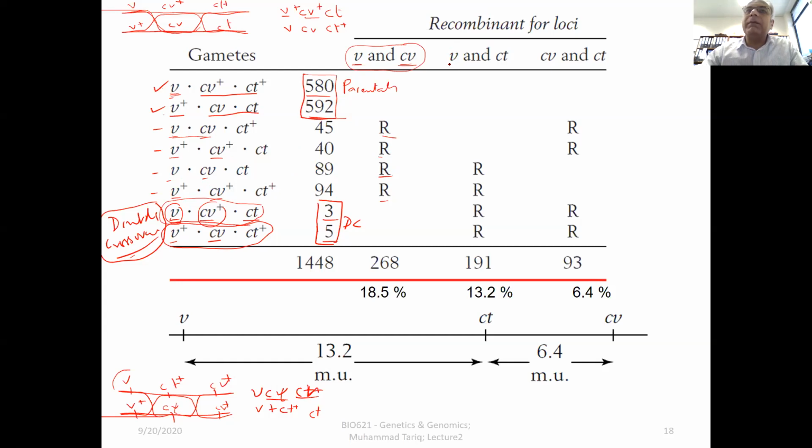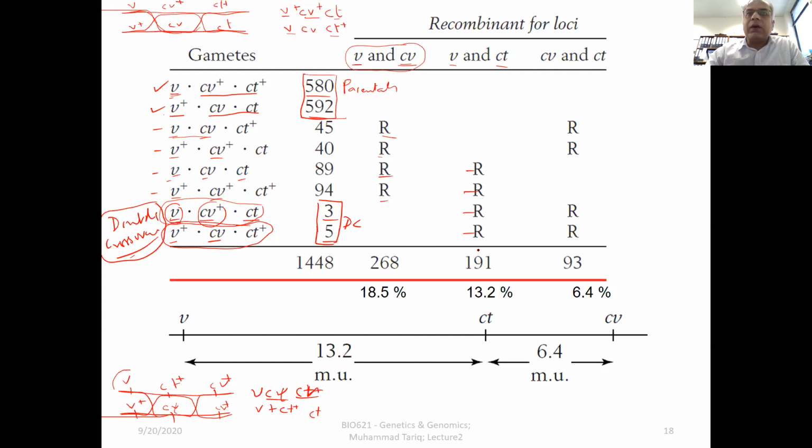Now you look at vermilion and cut. Now it means you forget about the cross-veinless. Vermilion and cut were also in trans. They were never wild type together. Vermilion was wild type, cut was mutant. Vermilion was mutant, cut was wild type. So you look at vermilion and cut. So this is a recombinant class. Vermilion and cut, wild type. This is a recombinant class. Vermilion cut, mutant, wild type class, and so on, the double crossovers.